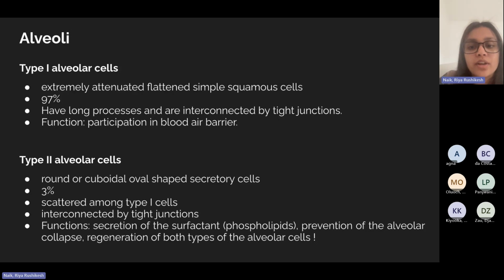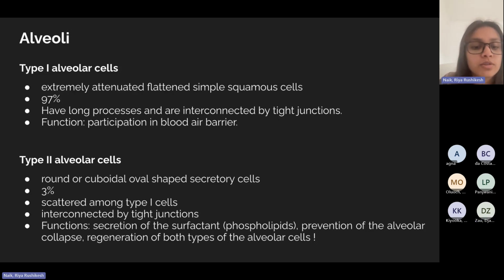So since they are interconnected by tight junctions, the main function of the type 1 alveolar cells is the participation in the blood air barrier. Now, type 2 alveolar cells have round or cuboidal shaped secretory cells. They are not very frequent, only 3%, and they are present scattered among the type 1 alveolar cells. These are also interconnected by tight junctions.